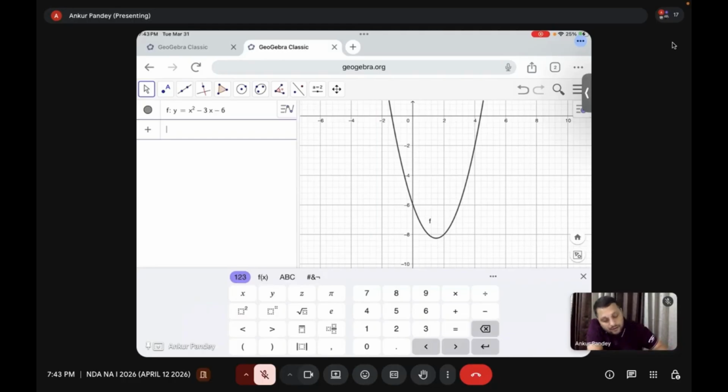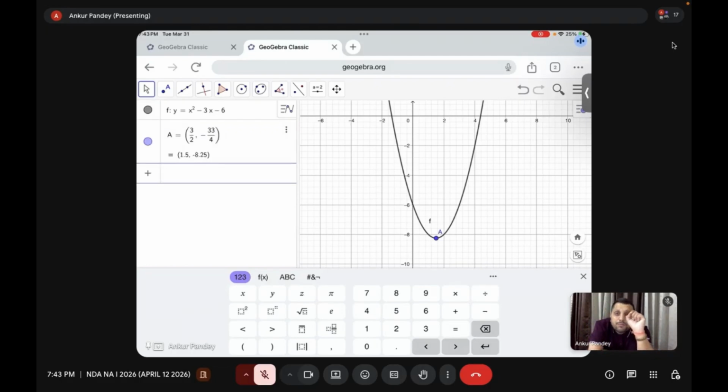Its value is at x equal to 3 by 2, and its value is minus 33 by 4. Got that point? Yes or no? The lowest point of the curve. The lowest point of the curve exists at 3 by 2, 1.5. And the value of the lowest point is 33 by 4 negative. Understood or not? Clear? Sure? Understood?